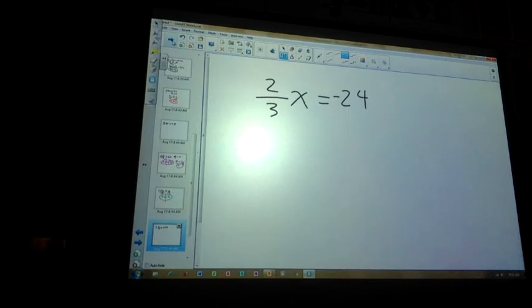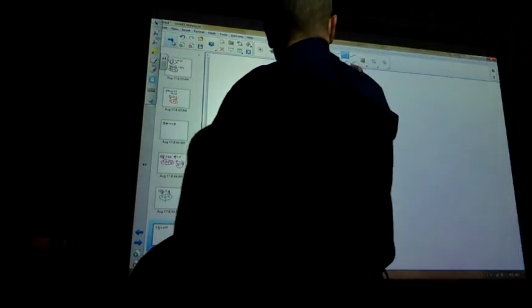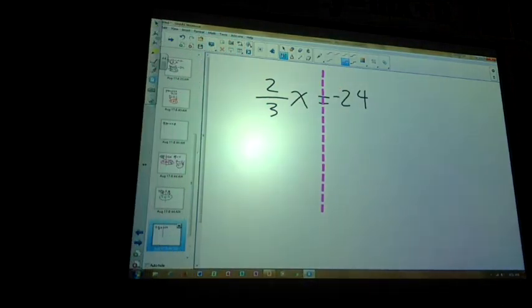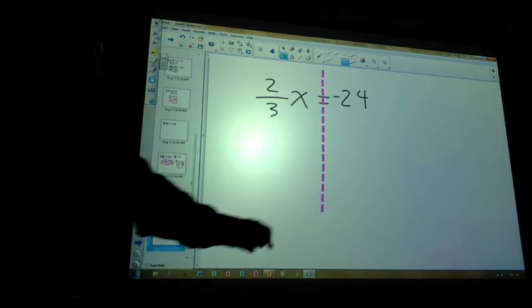Is this what you're asking about? I have 2/3 times the number is equal to negative 24. Okay. So 2/3. So what do I have to do with this type of thing? Let's do things we know. What does that mean? Equal sign. So what I do to one side, I have to do the other. Still with me? Yeah. All right.